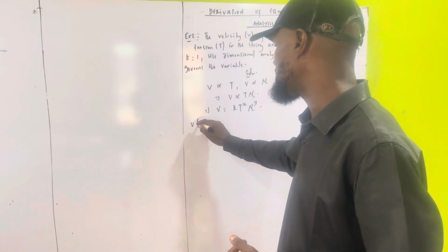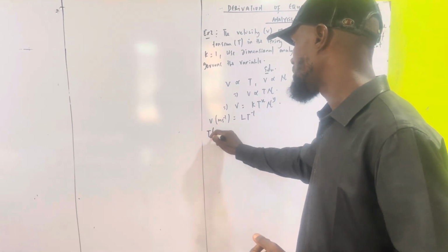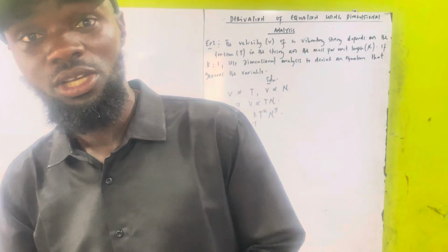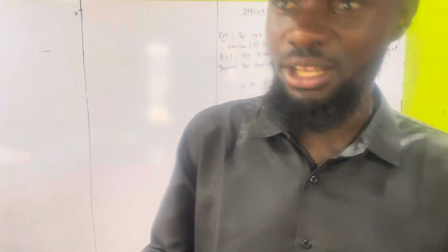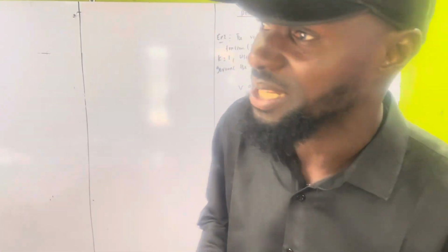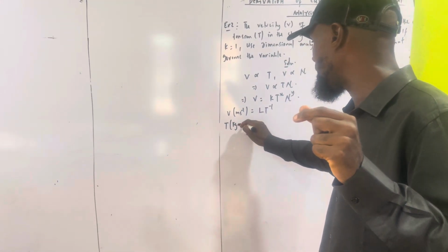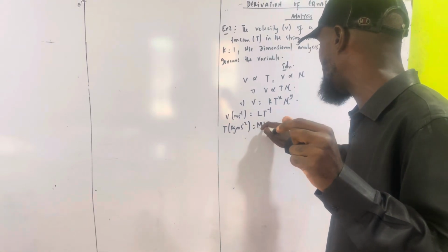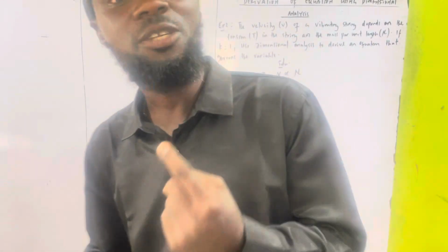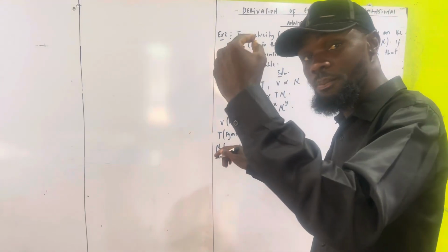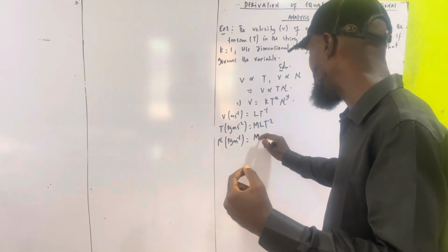Our velocity is in meter per second, so the dimension is LT^-1. Our tension is like a force. The force in a string is called a tension. The unit of force is the Newton, but the derived unit of force is kilogram meter per second squared. So if you know that the unit of tension is kg m s^-2, then the dimension will be MLT^-2. Then mass per unit length: mass on top, length below. That's kilogram per meter, so the dimension is ML^-1.